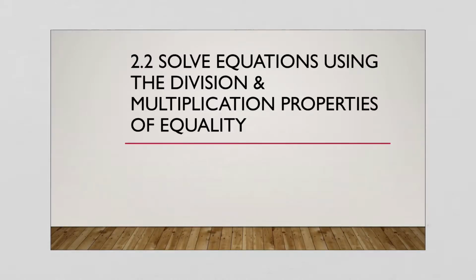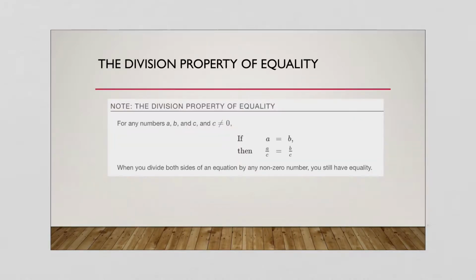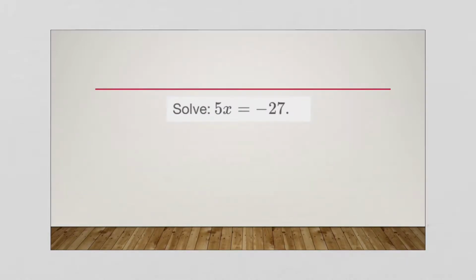Alright, so now we're going to solve equations using the division and multiplication properties of equality. Okay, so what this page says, if A equals B, then you can divide both sides by the same number and you will still get something that is equal. So let's try it.